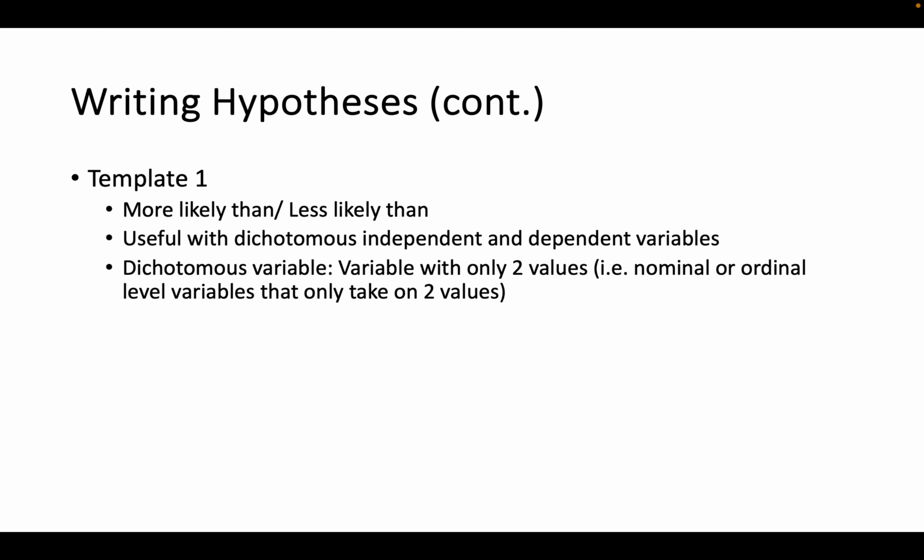So our first template is a probabilistic template. More likely than, less likely than. Likelihood goes along with the term probabilistic. It's useful with a dichotomous construction of independent and dependent variables. A dichotomous variable only takes two values. Whether the condition is present is one value, whether the condition is absent, that's another value. Only two values in that particular variable. No other values are possible.